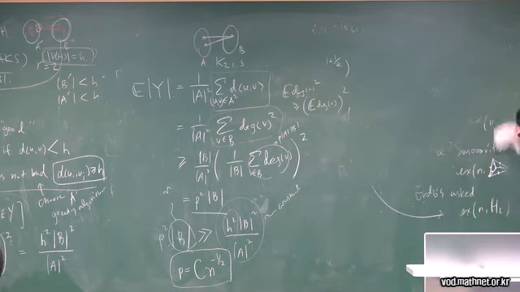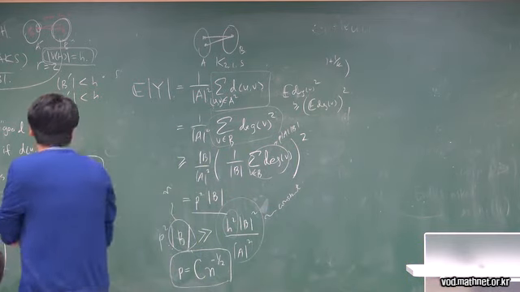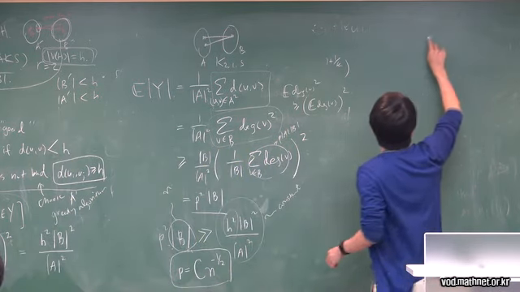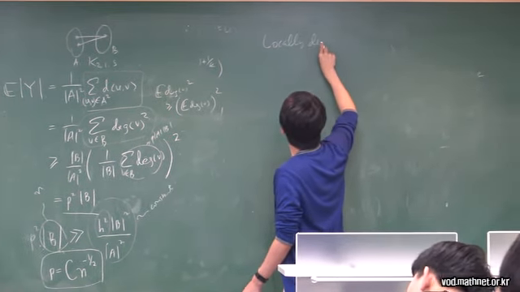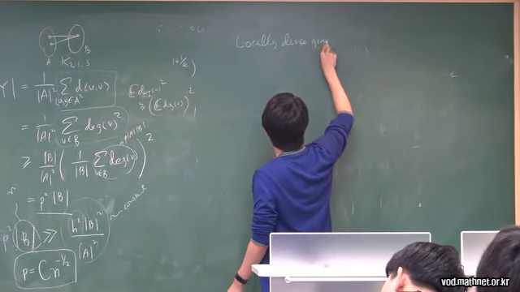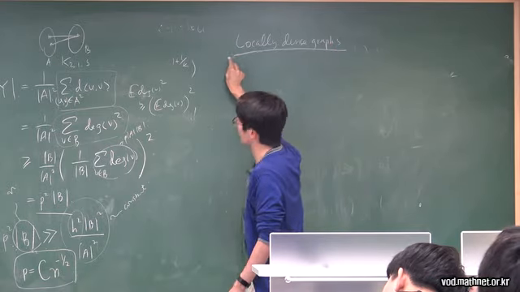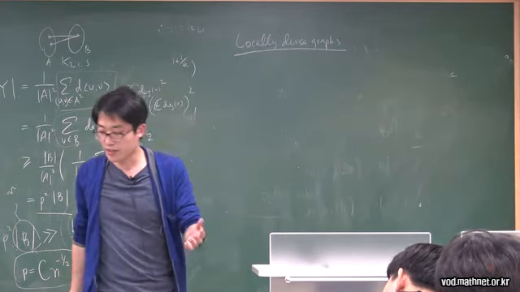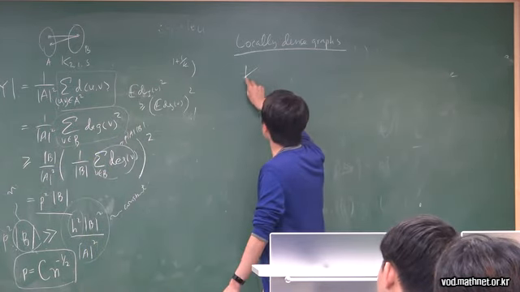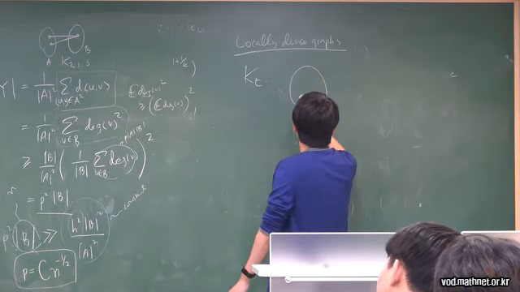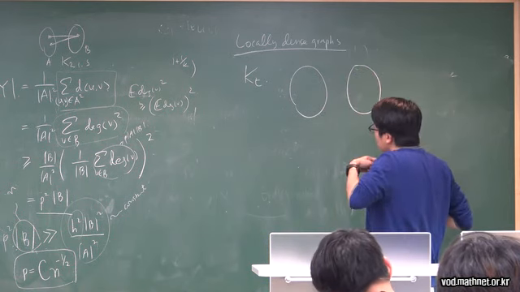So another ingredient of our proof is the Ramsey theoretic concept of locally dense graphs. So here's our strategy. To embed one subdivision of KT, we're basically going to do the same.